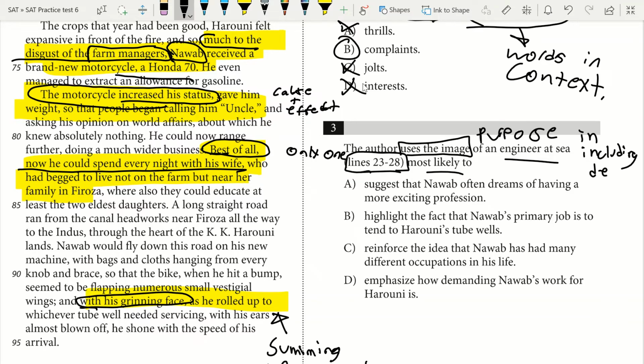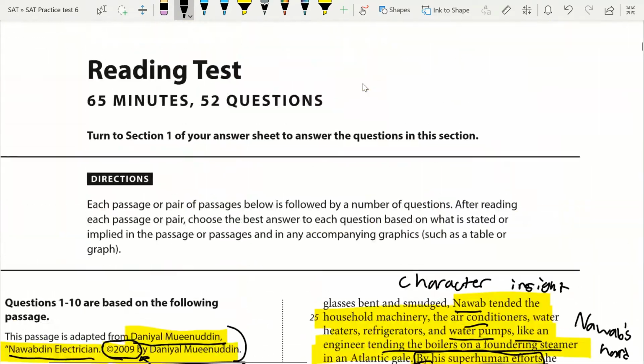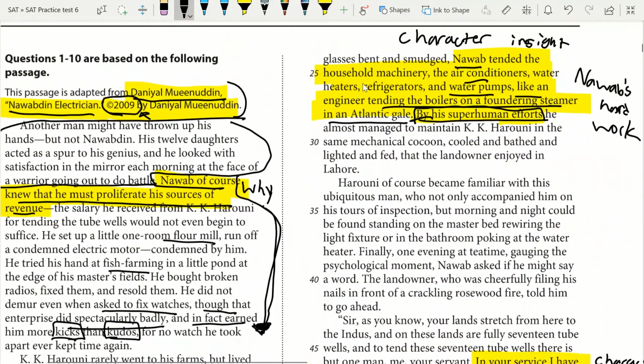Okay, so anytime I'm given lines to refer to in my question to find the purpose of it, I'm always going to go back to those lines, see what they are, and then come up with my own answer. Okay, so why is the author including lines 23 to 28? Well, let's take a look.